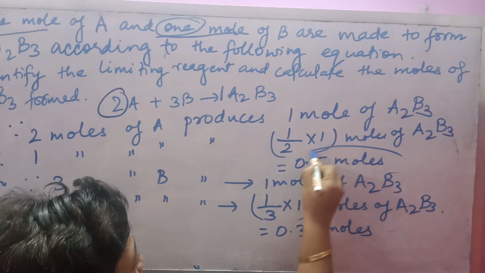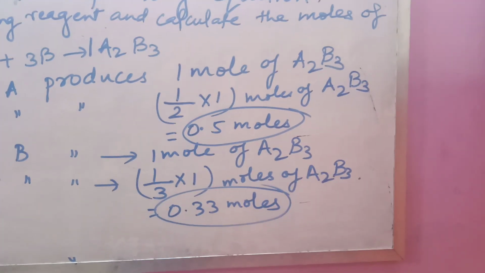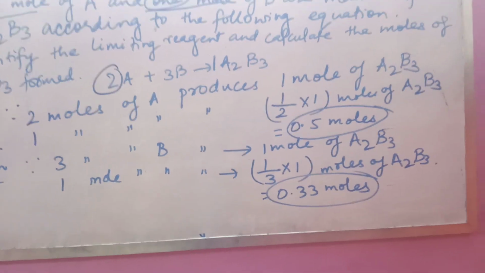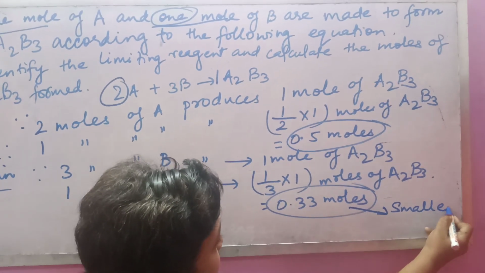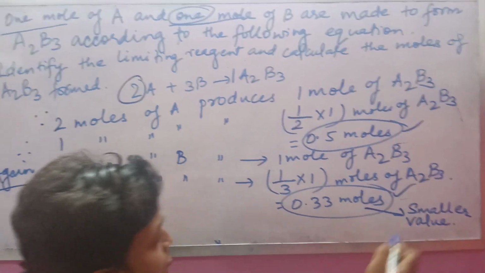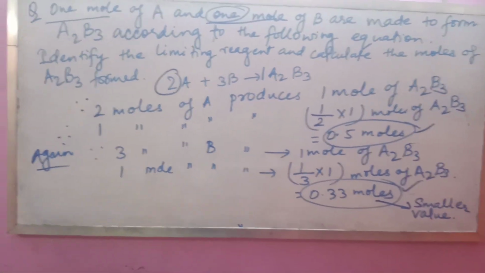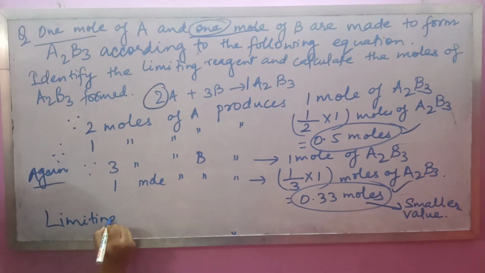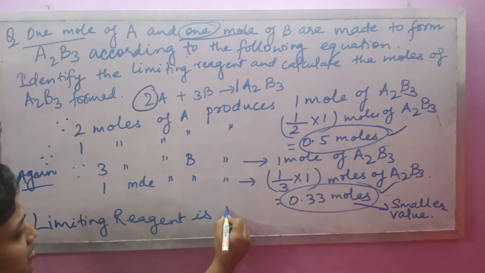Now compare these values. This is 0.5 and this is 0.33. So which one is the smaller value? In which case is the smaller amount of A2B3 formed? This is the smaller value. So according to you, which one will be the limiting reagent? Obviously B, because B is producing a smaller amount. So the limiting reagent is B.